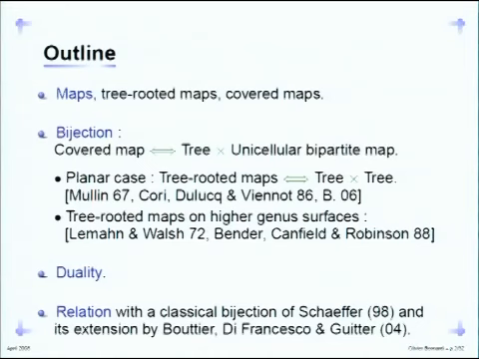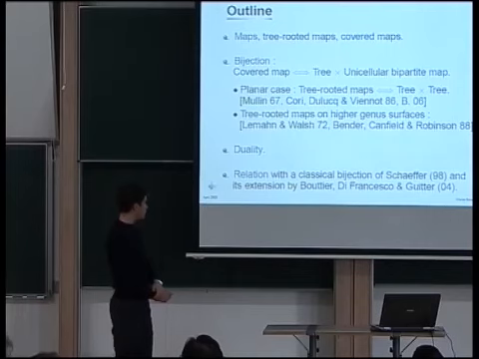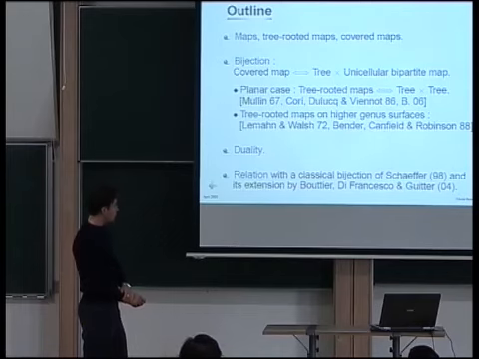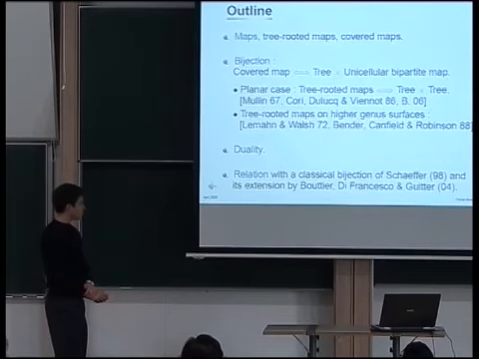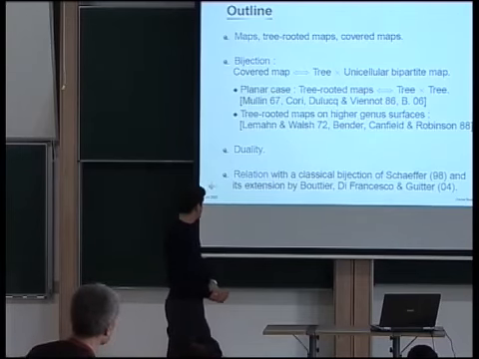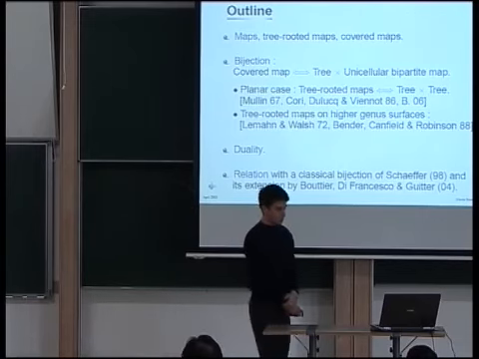Okay, so once I've given this bijection, I will give some of its properties, and I will say how it behaves with respect to duality. And then I will point out a relation with the classical bijection of Schaeffer, the one that you have seen this morning, and its extension by Bouttier, Di Francesco, and Guitter. So, in fact, this bijection generalizes this one, and I will explain now.